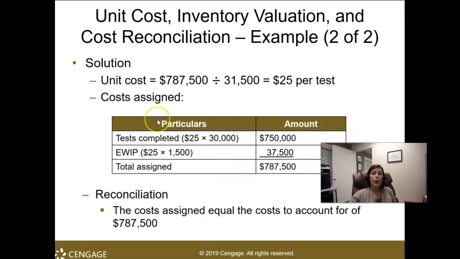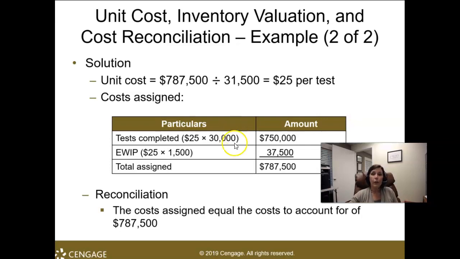All right, so we know we've got $787,500 for costs. We know that we have equivalent units of 31,500, and that gets us $25 per test or unit.